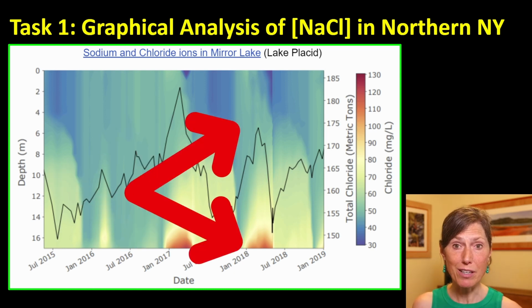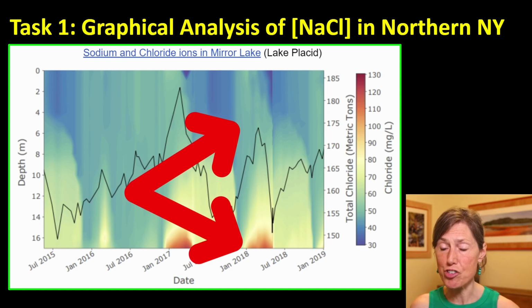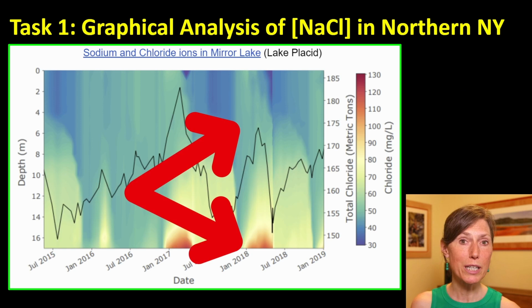The second peak is in the winter of January 2018, when total chloride numbers reached upwards of 175 metric tons. And the greatest chloride amounts were located at about 16 plus meters depth between roughly 110 to 130 milligrams per liter. After completing the analysis of these 3 graphs, the students are ready for the second task.